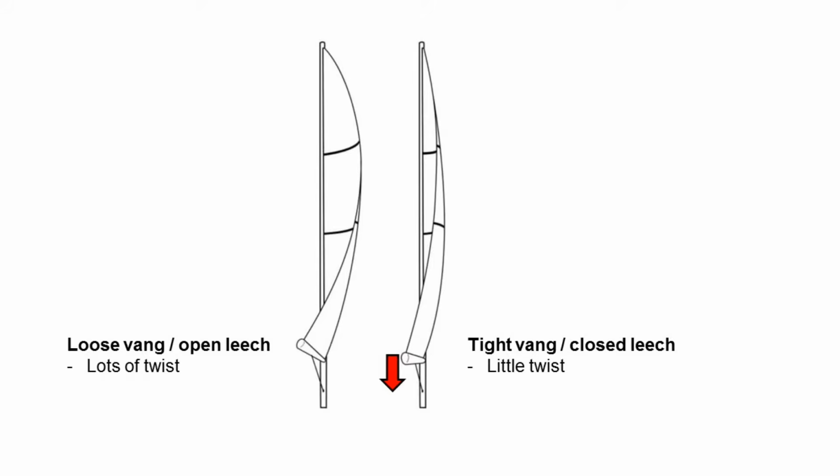So in this chart you see the two sail shapes. So on the left you have a loose vang, an open leach, and you can see the sail has lots of twist. And on the right you have a tight vang pulling down on the boom with a closed leach and very little twist in the sail shape.